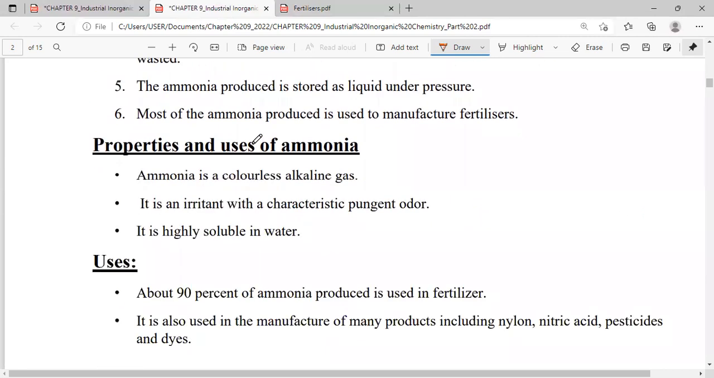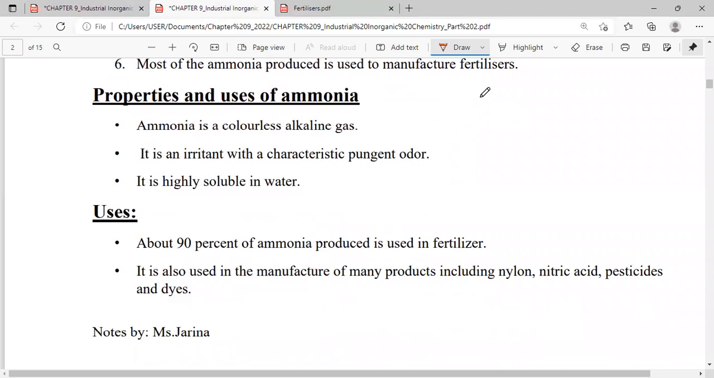All right, now let's look at the properties and uses of ammonia. Ammonia is a colorless gas and it is alkaline in nature. That is why it will change a damp red litmus paper to blue. So ammonia gas is an alkaline gas. It is an irritant. Okay, what do you understand by this term irritant?